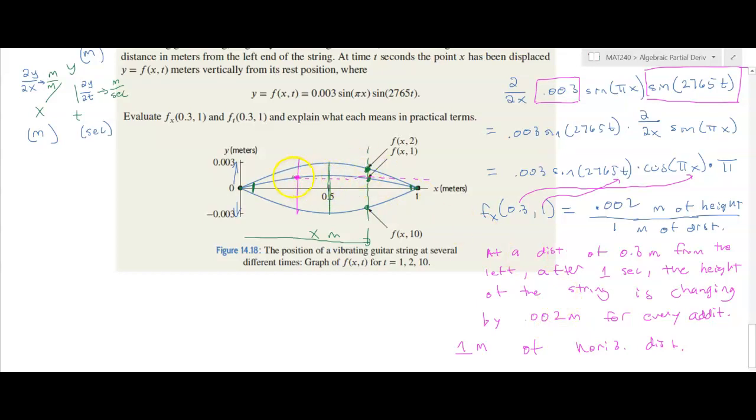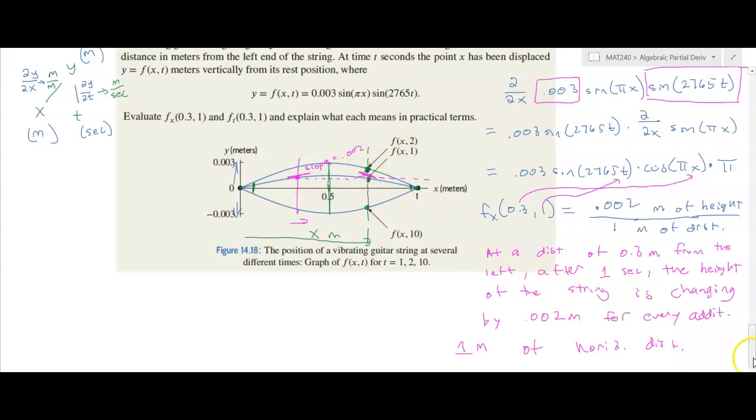So I should expect that the slope of that string right there has a slope of 0.002. And all that means is that basically the string is growing higher as you move further to the right. So going further to the right will increase the height of that string a little bit more. I'm sure if we were to plug in something like 0.7 instead of 0.3 for the distance, we should get a negative derivative, which would be indicating the slope of the string over here is actually a negative value.